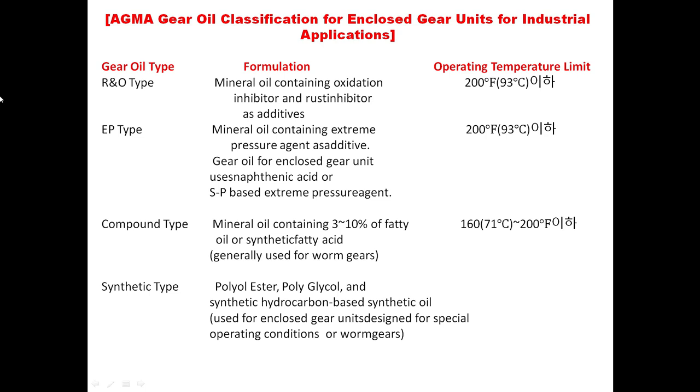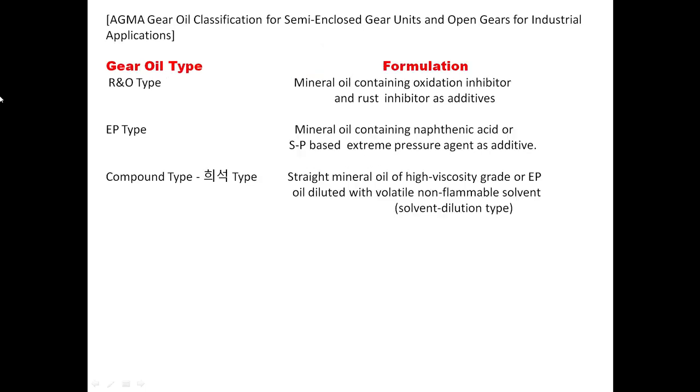Here we can see the temperatures, gear oil type and formulation, and operating temperature limits. Gear oil types like R&O and EP type, compound type, and synthetic type. The temperatures are here: 93 degrees, and 90 degrees to 160 degrees as well.